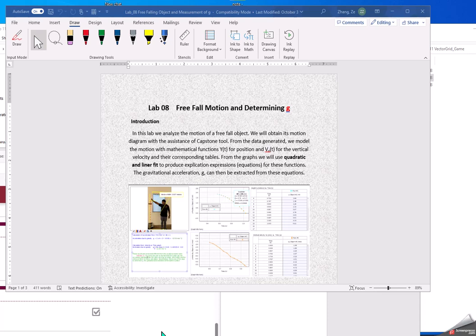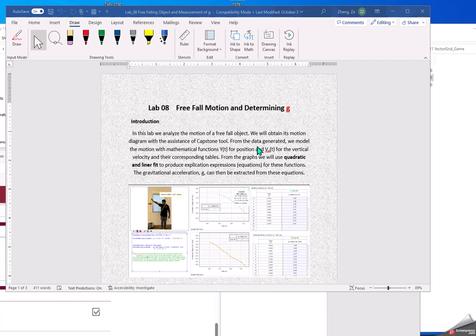Lab 8, Freefall motion and determine g, the gravitational acceleration. In this lab, we analyze the motion of a freefall object, anything that you drop in the air. We will obtain its motion diagram, which is just dots at the location where this object is. We do this with the assistance of a Capstone tool.